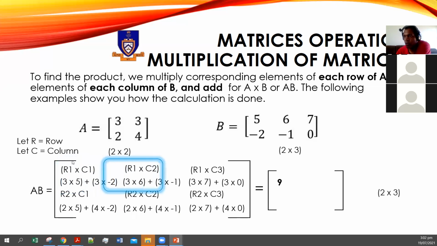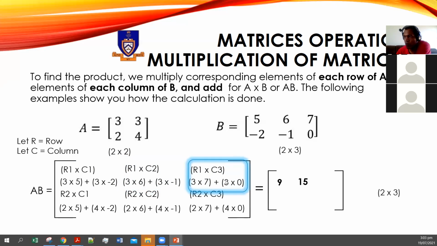All right. Then we do the same thing for the second one, row 1 by column 2. 3 times 6 is 18 plus 3 times minus 1, that's minus 3. And 18 minus 3 is 15. And we put it in there, row 1, column 2. See, row 1, column 2. And then we do the same thing for the next one.